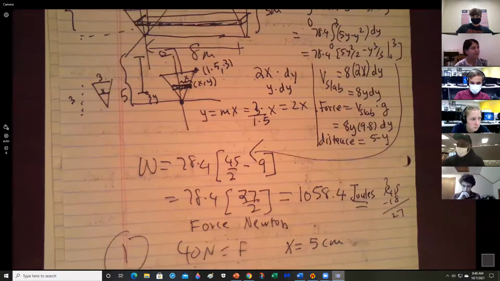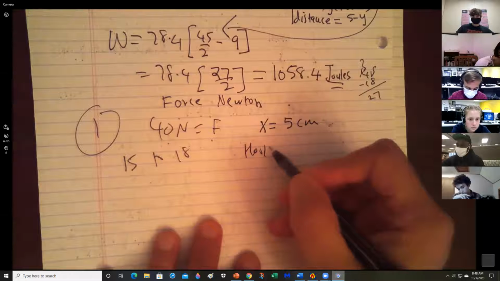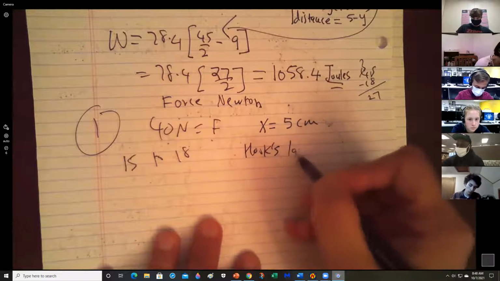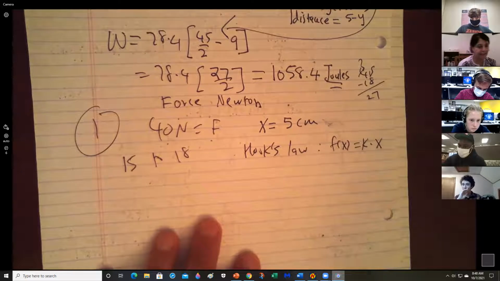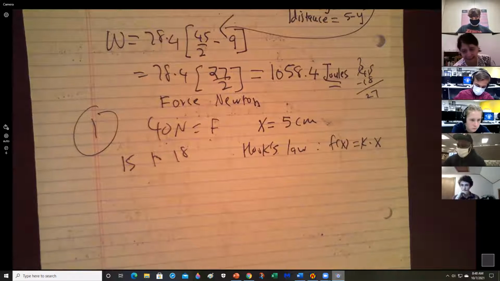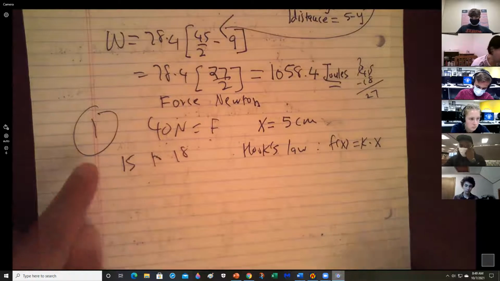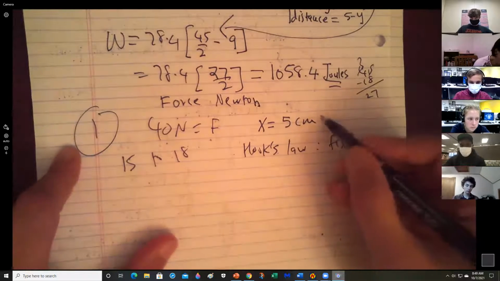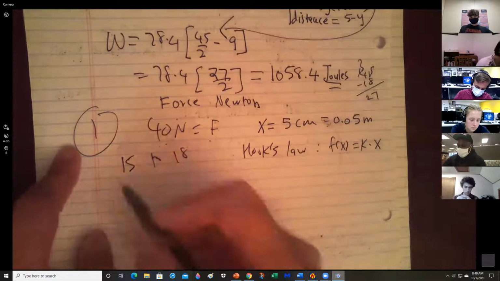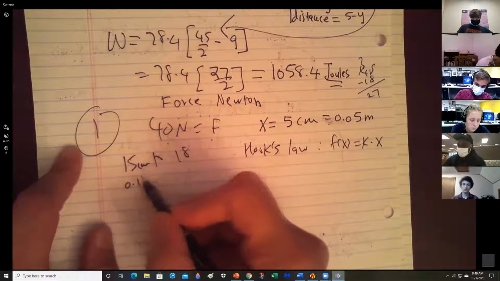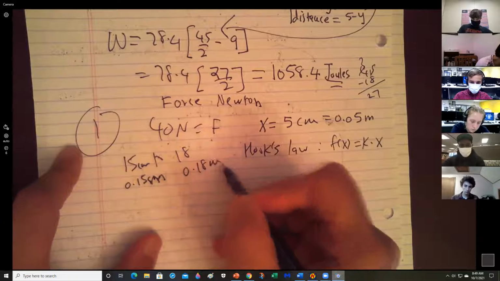So first of all, to do this example, we have to use Hooke's law. Hooke's law states f of x equals kx. When you're working in SI, you have to use the metric system. That means meters, so this is all in centimeters. 5 centimeters is 0.05 meters. 0.15 centimeters is 0.15 meters, and 0.18 meters.